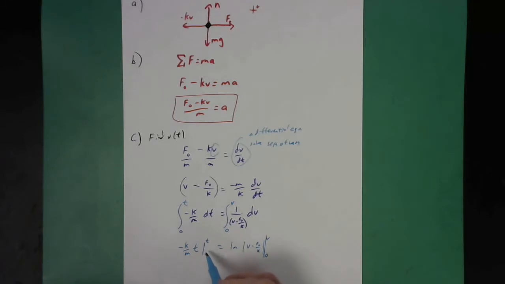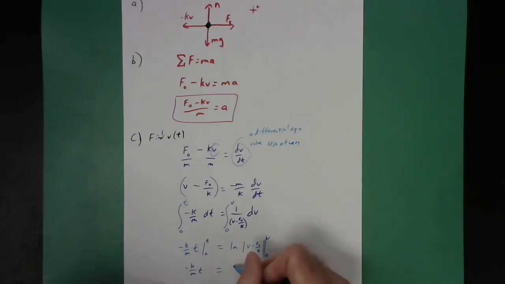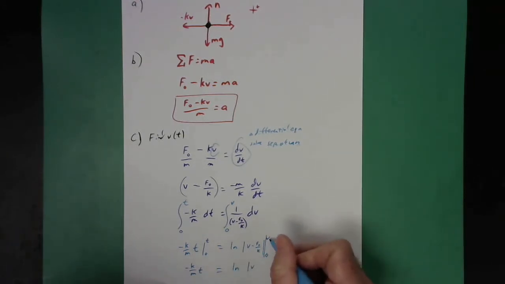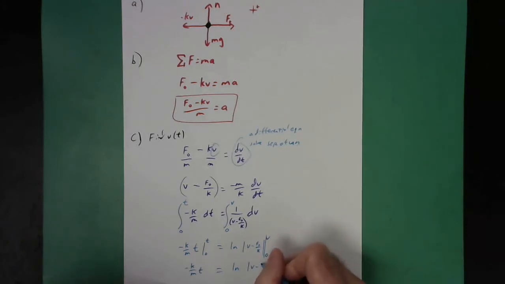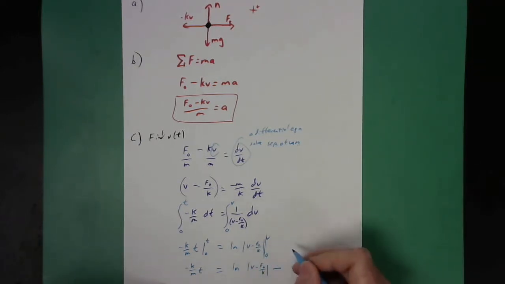Okay, this one's pretty straightforward. When we do this evaluation, we plug in the final value minus what we get when we plug in the initial value. So it's negative k over m t, minus when I put a 0 in, that's just 0. On the other side, put in the final value: the natural log of v minus f naught over k, minus when I put 0 in for v, the natural log of negative f naught over k.